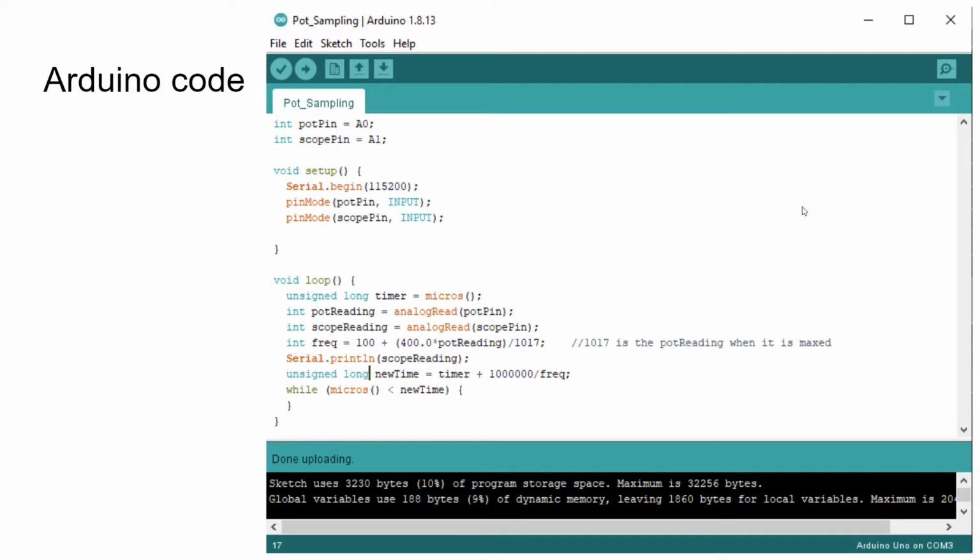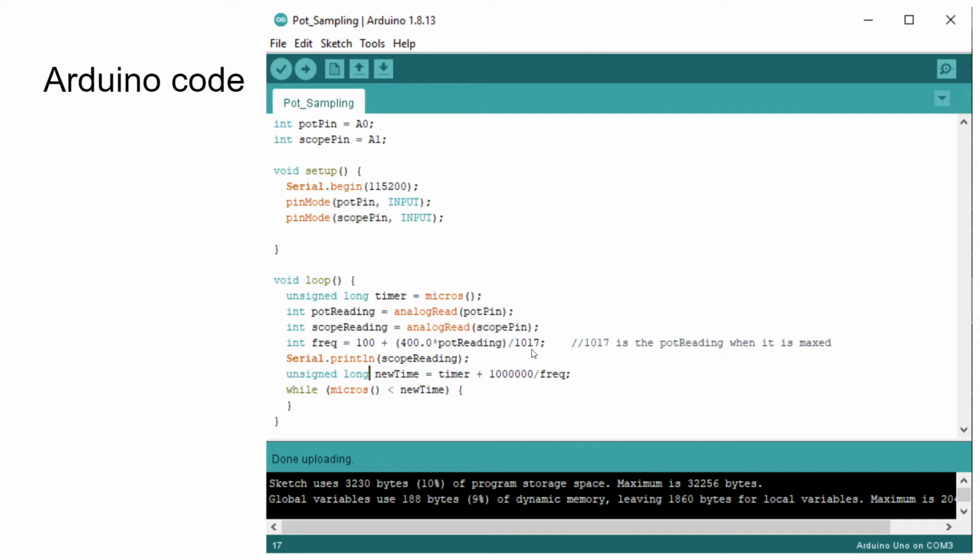For our Arduino code, we declare the pot and the scope pins, start our serial output, and set the pin modes. Then in the loop, we have an unsigned long that is the timer in microseconds. That's when the loop starts. We read the potentiometer and the oscilloscope pins. Then we calculate the frequency.